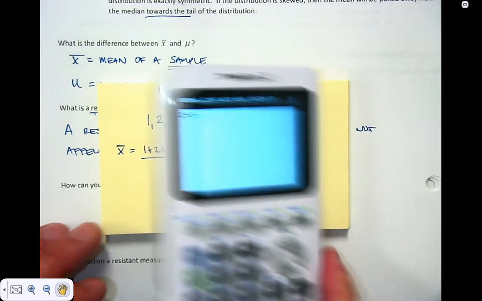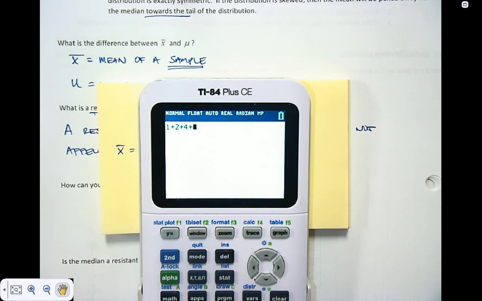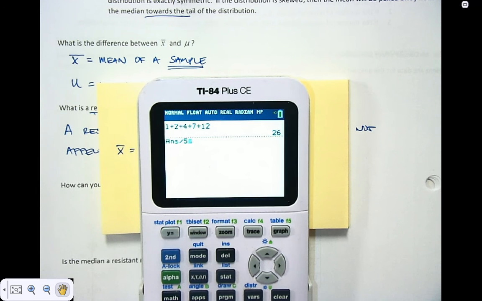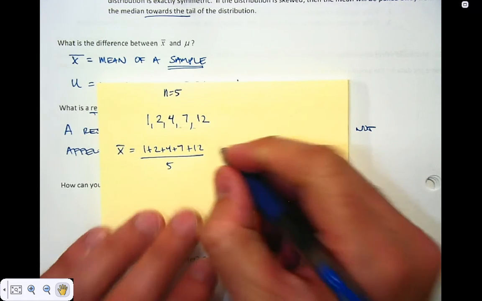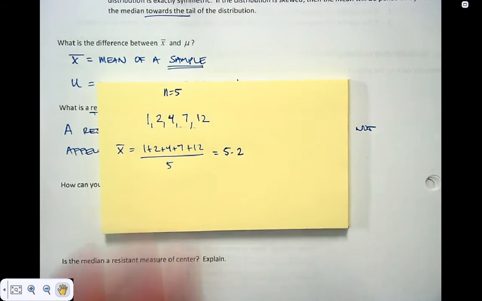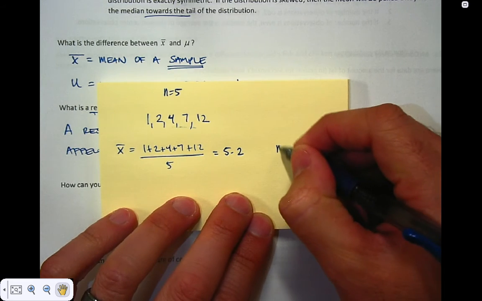1 plus 2 plus 4, 7, and 12. And then divide that by 5. And we would get our average is 5.2. Okay. What about the median?